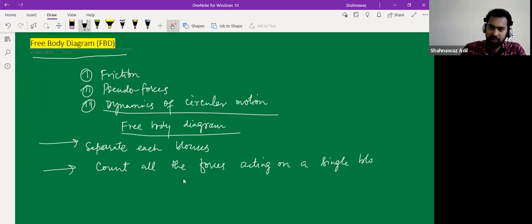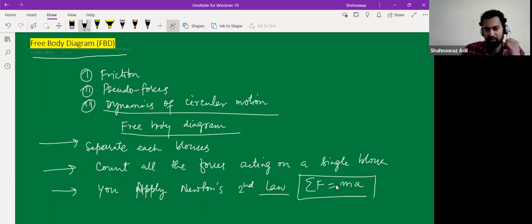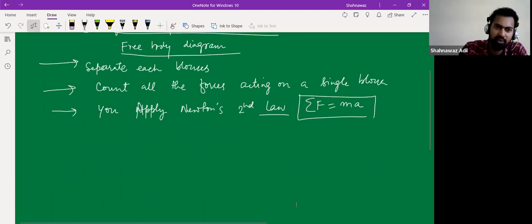right? And then you apply Newton's second law, right? Am I correct, everyone? Right, and that is what? Summation of all the forces should be mass into acceleration, right? So this is how you do the free body diagram. So how many common forces do you guys know?